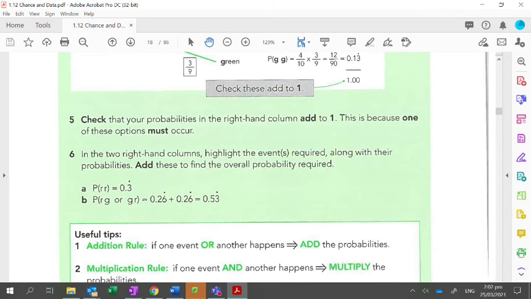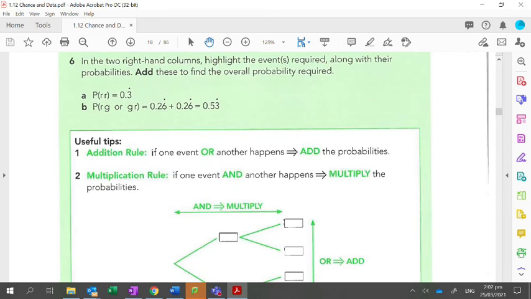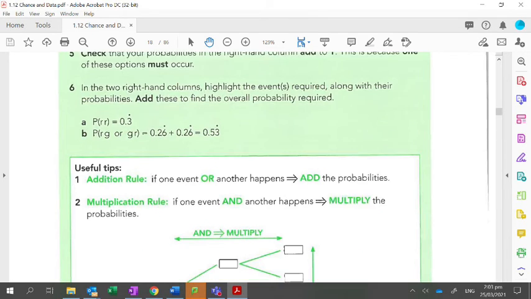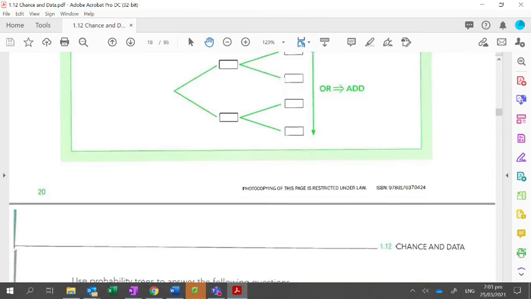So, again, they mentioned the and rule and or rule. So the probability of 2 reds is 0.13 or 1/3, right? That's what we got. Okay.